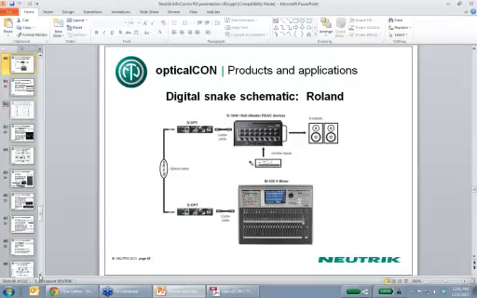I include this slide about Roland because for those of you who know Roland, you know that it's very much a mid-tier or lower-tier company in terms of price. I mean, it's not a Neve, it's not an SSL, but even Roland is now using opticalCON as an option for their snake solutions. This is just a point that what started as a very upmarket solution for $250,000 consoles is now continuing to come more and more down market into the medium churches and such.